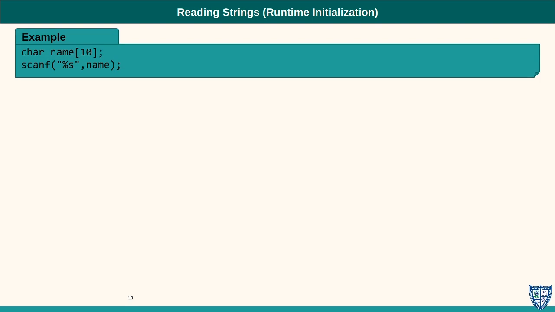char name[10]. Now you can see that there is no equal to symbol here, and we are not initializing name to any particular value. And in the next line, scanf("%s", name). This will ask the user to enter a name, and that value will be put inside name. So this is runtime initialization because we don't know what will be inside name when you write the program. So that is basically what runtime initialization means.